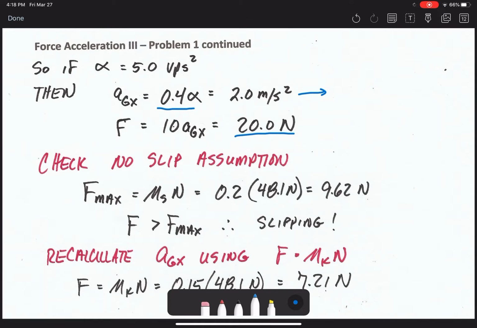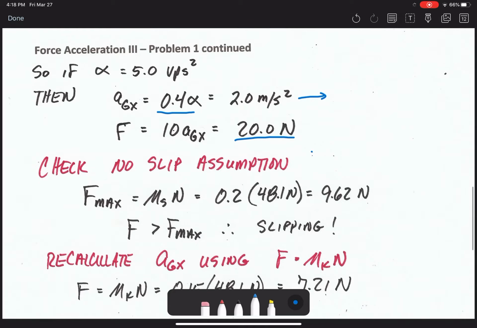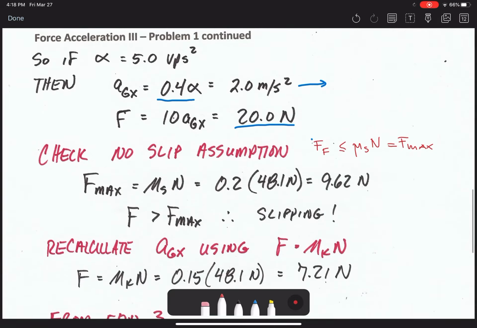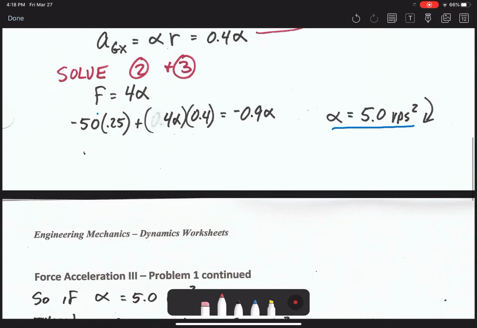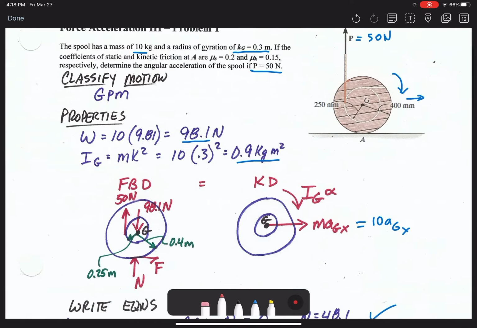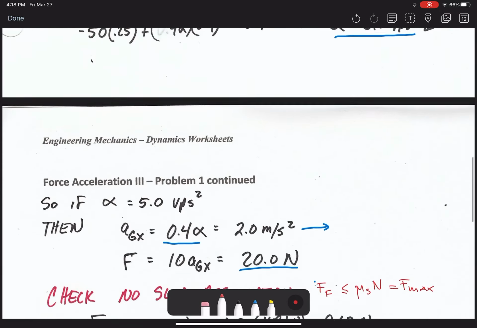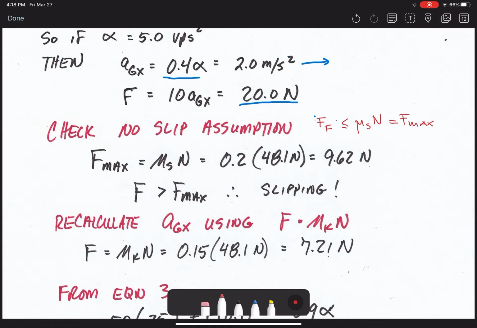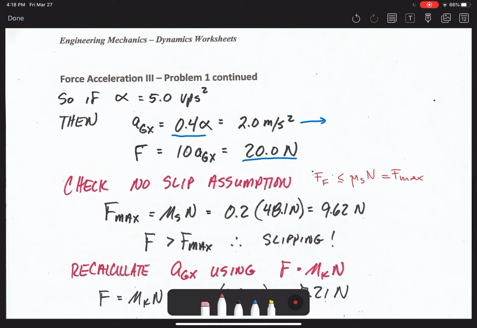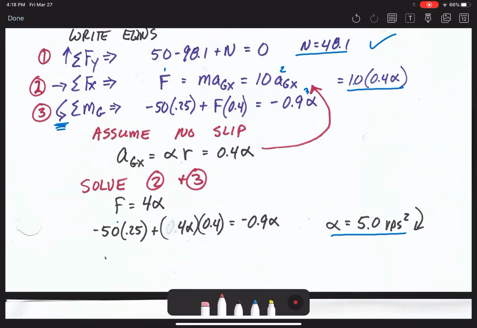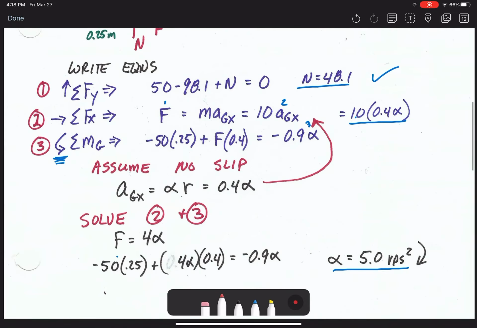The equation is F equal to or less than mu sub S N, and that is F max. So F max is mu sub S N. The mu sub S in that case, they give us as 0.2 and mu sub K 0.15. So you can have 0.2 times the normal force, starting from equation 1, 48.1. That is the normal, 48.1 Newton.